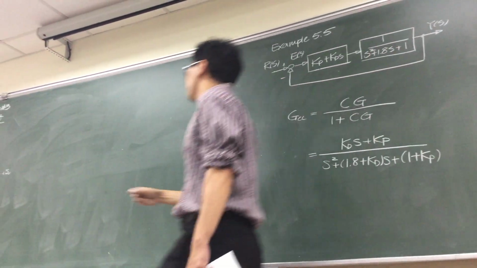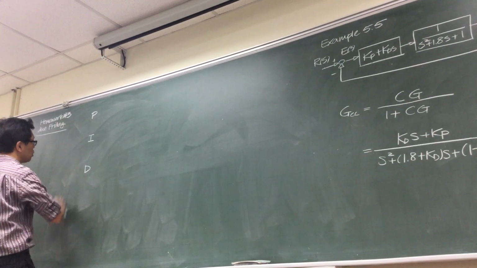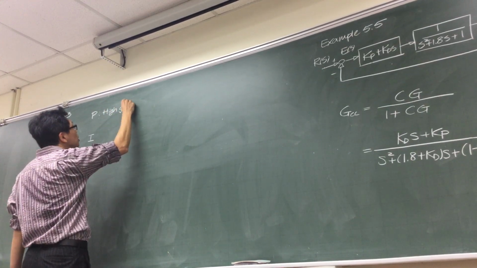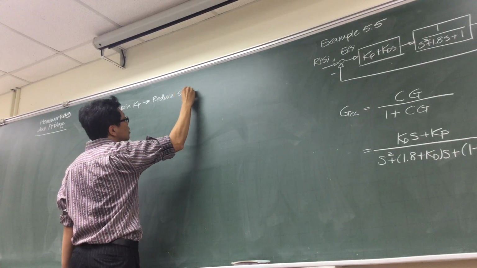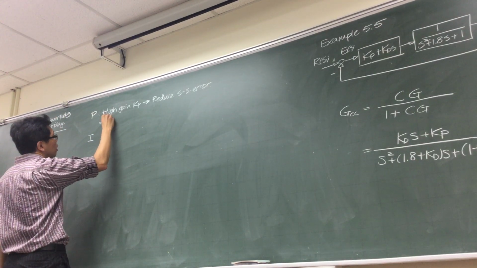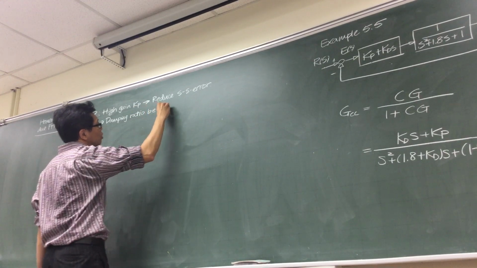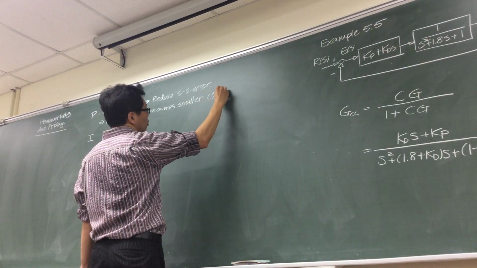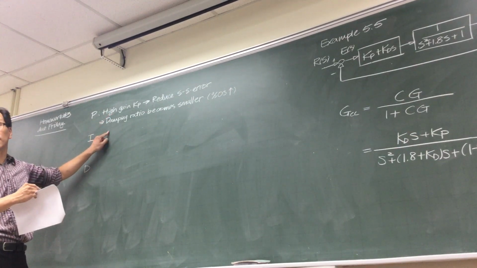Okay, so now we talk about the P controller, I controller, and D controller. When we are dealing with the P controller, again, AP is going to reduce steady state error. The drawback is the damping ratio becomes smaller, which means overshoot increases. So that's the advantage, and this is the disadvantage.